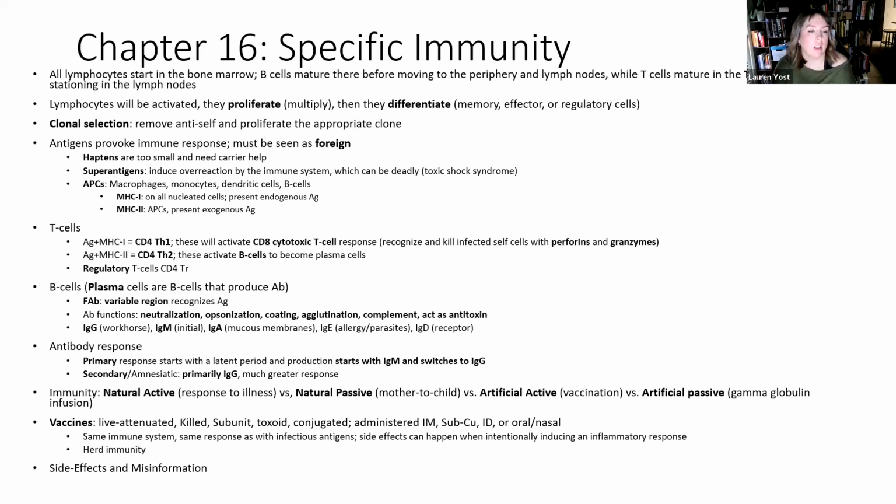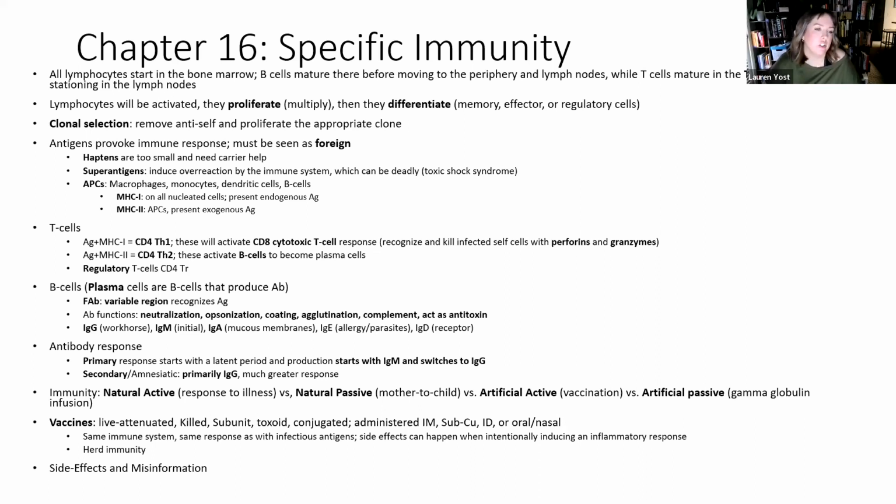Super antigens are any antigens that will induce overreaction by the immune system, which can be deadly. We see this in the case of toxic shock syndrome, right? Basically the body is going to stimulate so much of an inflammatory response and send out so many cytokines, which are our call to arms chemicals, that they're going to have a cytokine storm, and that can react with massive amounts of inflammation all throughout the body, leading to shock and leading potentially to death.